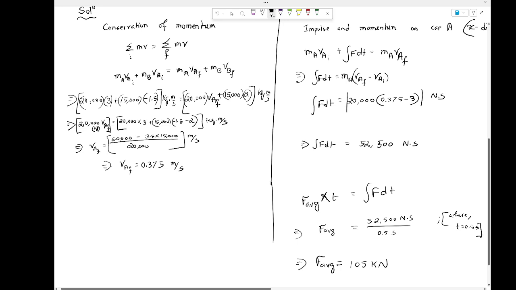When you took the integral of F, why is it an absolute value? Just because it's force? Yeah, it's the impact. Impact doesn't have any direction. Okay, cool. Thank you.